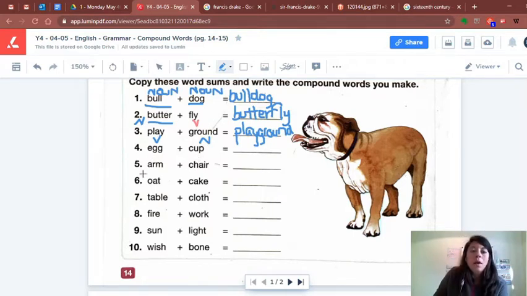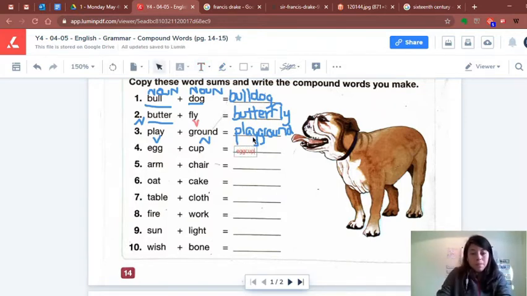Just like I want to go to the playground, or I want to get an egg cup, or I want to sit in an armchair, or I want to eat oat cake, or I would like you to pass me the tablecloth, or I saw some firework, and the bright sunlight, and I would like to get a wishbone. Okay? All of these words here, I can type them up.